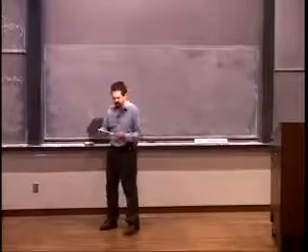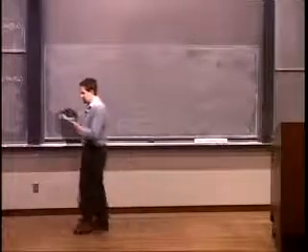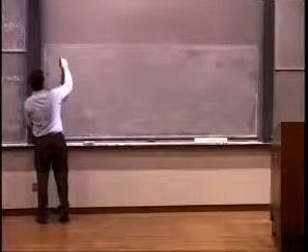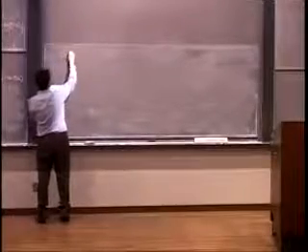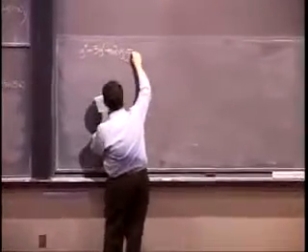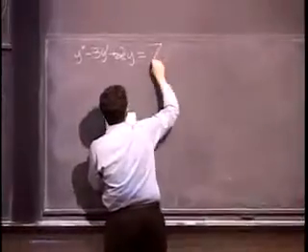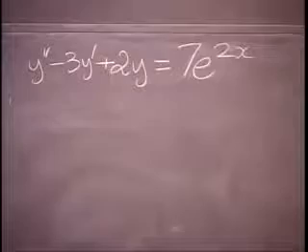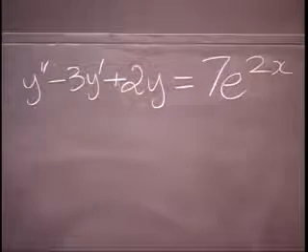Unfortunately, sometimes the form is still not going to be right. I'll give you an example here. Consider y double prime minus 3y prime plus 2y. This one's not so brutal, but it will be a little tricky because of one particular fact. Okay, so y double prime minus 3y prime plus 2y equals 7e to the 2x.